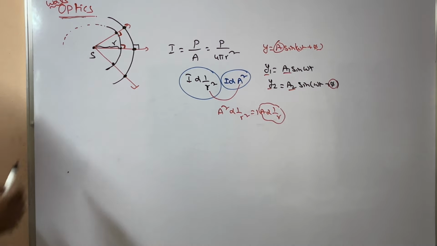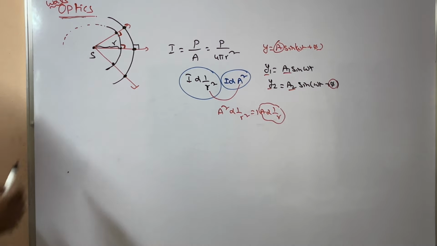Now what is the area here? This is R, this is L, so the area is 2 pi RL. Now how are intensity and R related? Intensity is inversely proportional to R. How is amplitude related? Intensity is directly proportional to the square of the amplitude. So A square is inversely proportional to R, and A is inversely proportional to root R. These are important in competitive exams.